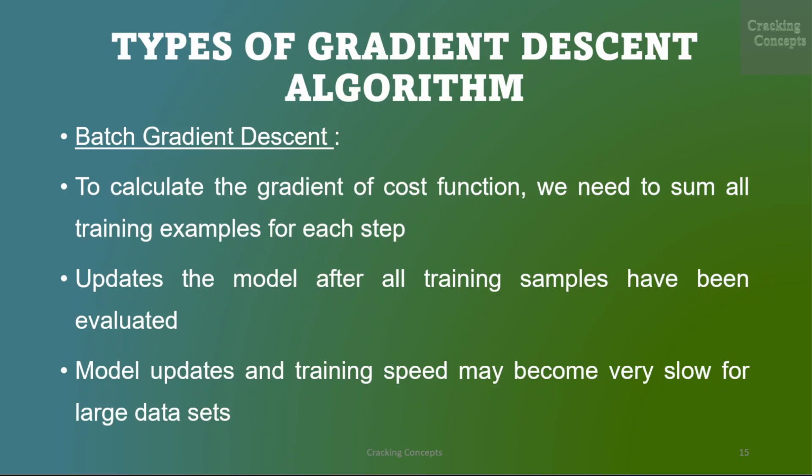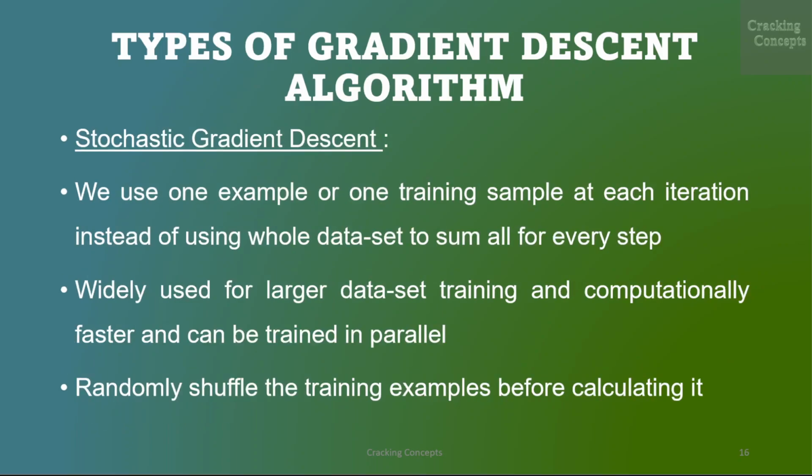Now, an epoch is the number of passes of the entire training data set through the machine learning algorithm. So to move a single step, we have to calculate each with 5 million times. So here the updates are done to the model only after all the training samples have been evaluated. Now the model updates, and in turn the training speed, may become very slow for large data sets.